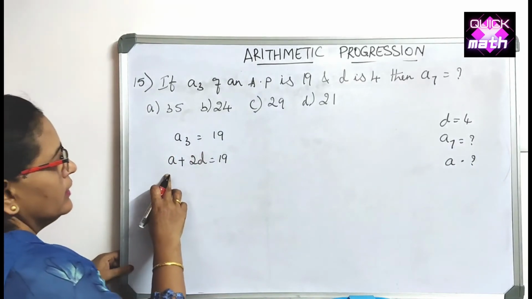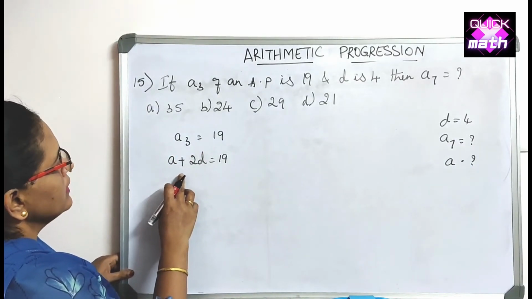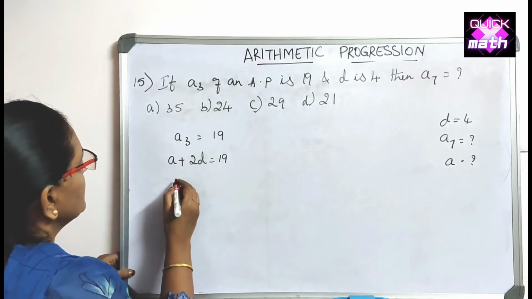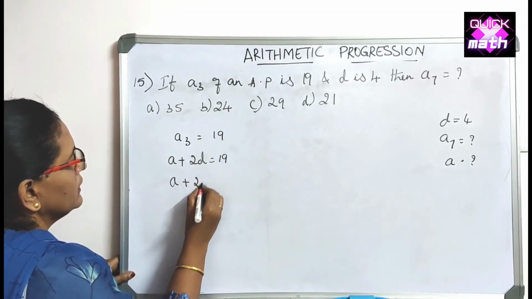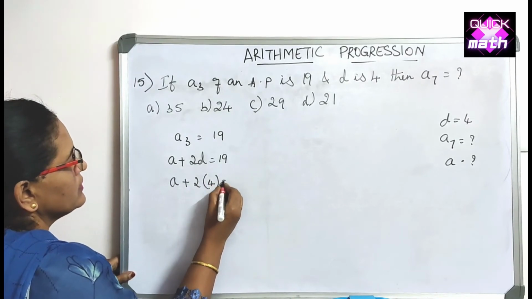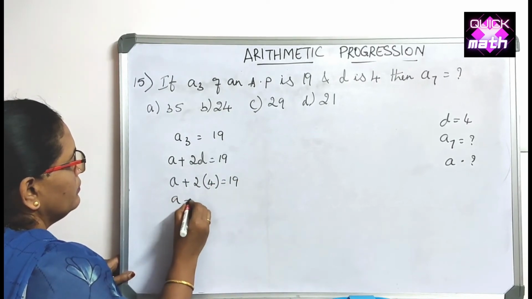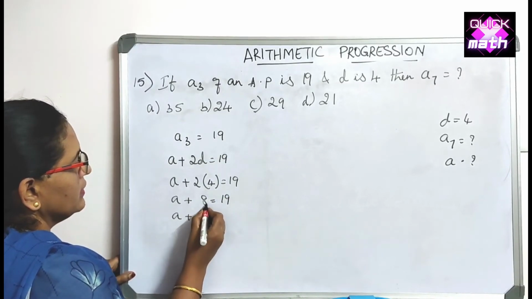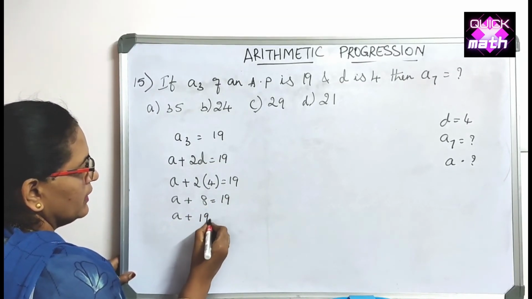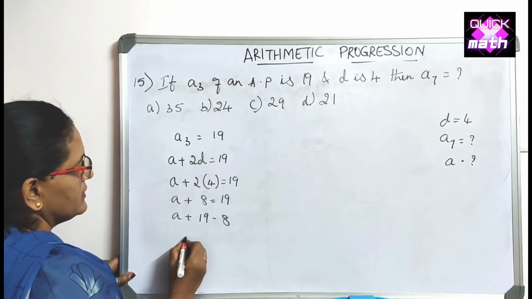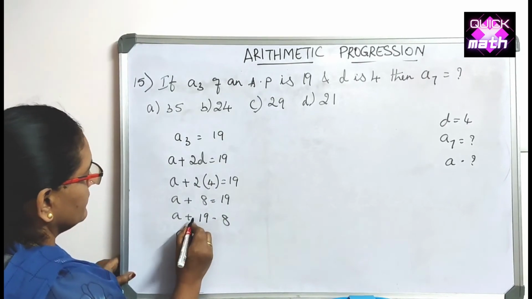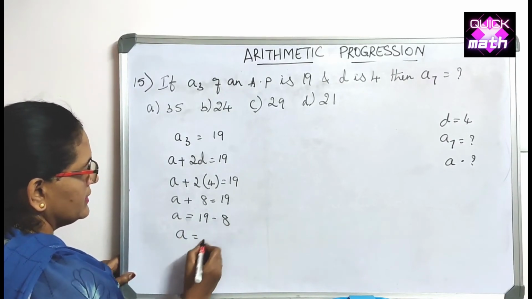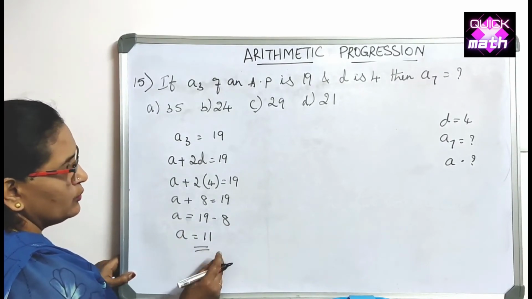To find a, a plus 2d is equal to 19 is your equation. So a plus 2, and d value is 4, is equal to 19. a plus 2 4s are 8 is equal to 19. Now these are the constant terms, so I bring it to the other side. 19 minus 8 becomes 11. So a value is 11.